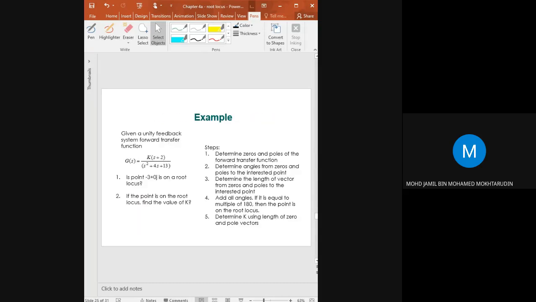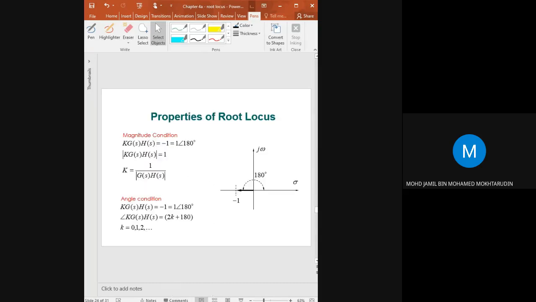So here, what I want to show is that to determine whether a point is on a root locus or not, first you need to determine whether the angle made by the point is always 180 degrees or a multiple of 180 degrees. And then from there, you can determine the gain. Okay, so let's look at an example.